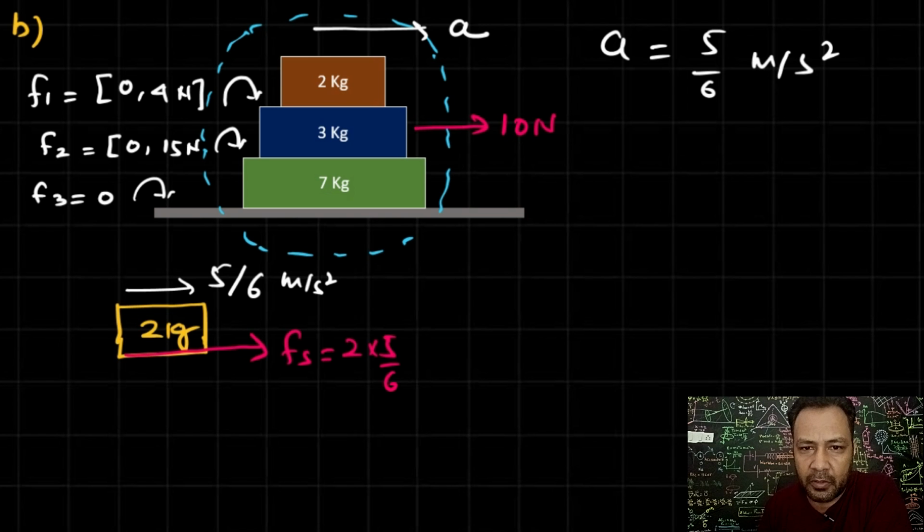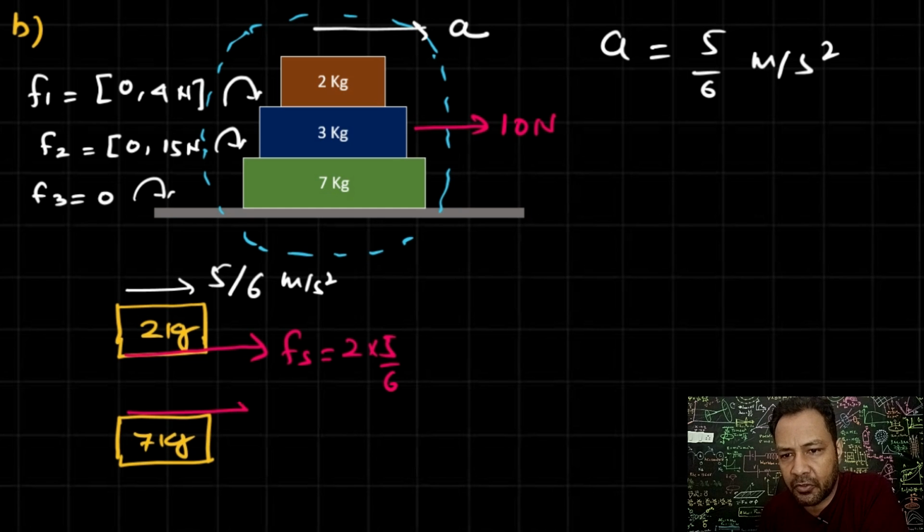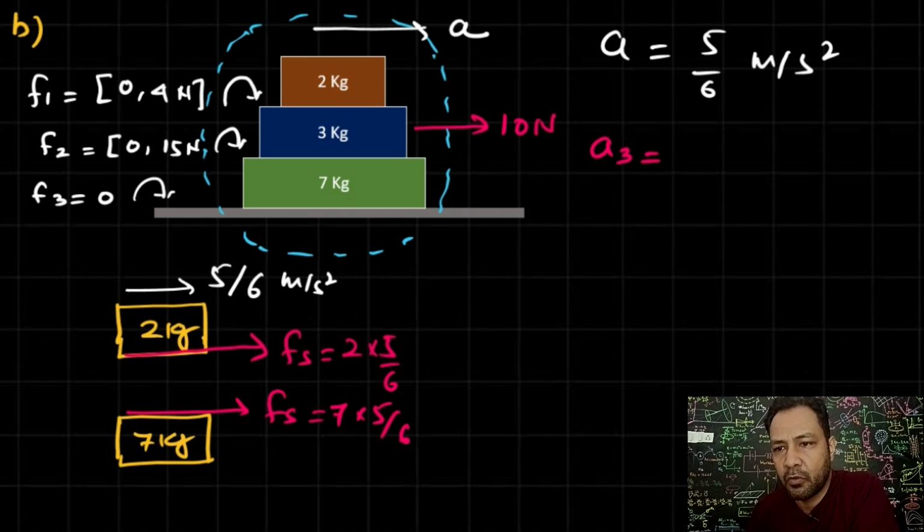And the same way we'll check for the 7 kg block. If it moves with the same acceleration 5 by 6, the required friction Fs would be 7 into 5 by 6, that is 35 by 6, less than 6, and available is 15. So here also the 7 kg can very well move with the 3 kg block. So all three blocks in this case will move with the same acceleration. So our supposition that all three are moving together is correct. So in this case A3, A2 and A7 are all equal to 5 by 6 meter per second square.